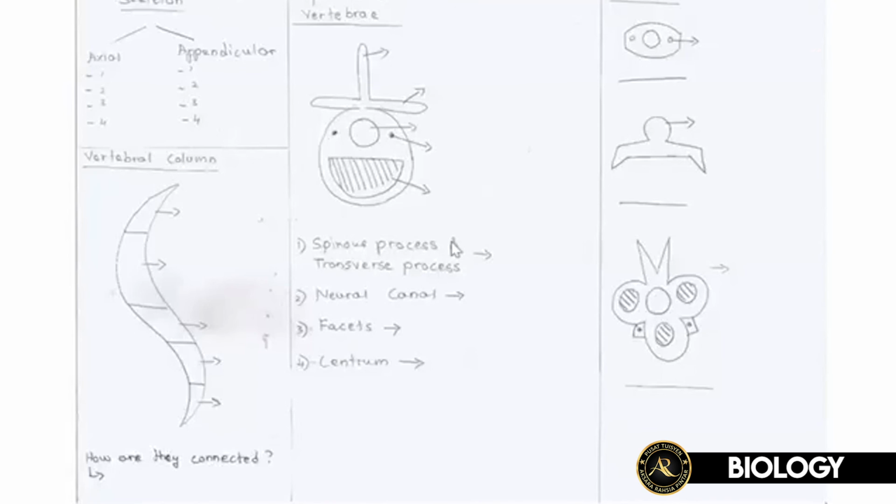Next, facets. Can you see these two black dots over here? These are known as facets. Facets articulate with other backbones, or articulate meaning connect with other backbones. As I said, this is a combination of 33 bones. They need to be connected to one another. How are they connected? They are connected through facets. And finally, your centrum. This black thing over here, can you see it? This is your centrum. Your centrum supports body weight.